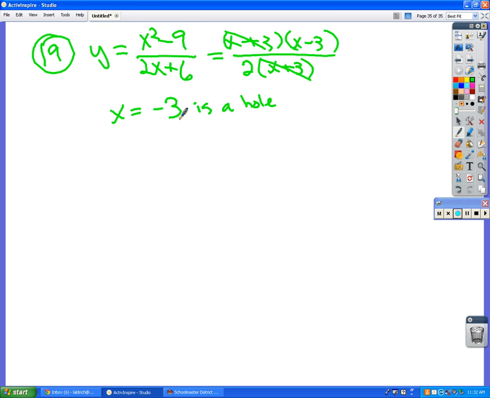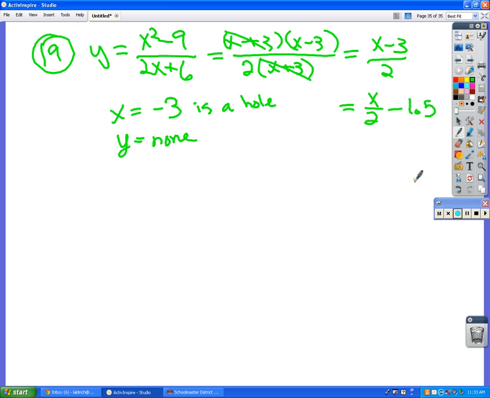All right. How about what's going on with the y? What's the highest power on the top? Right, x squared. What's the highest power on the bottom? So if the power on the top is bigger than the power on the bottom, what's our horizontal asymptote? There's none. Okay? And so here's the way that you graph these. We've canceled the x plus 3's, right? So that leaves us x minus 3 over 2, which is the same as x over 2 minus 1.5.